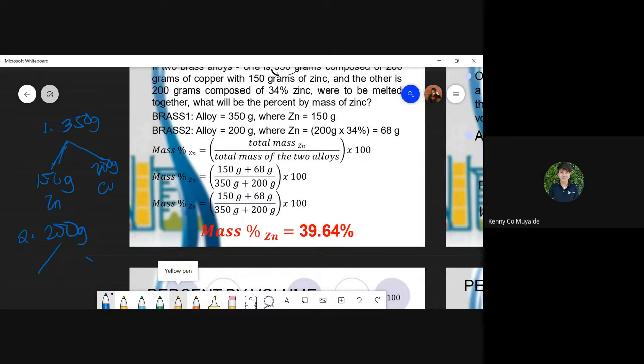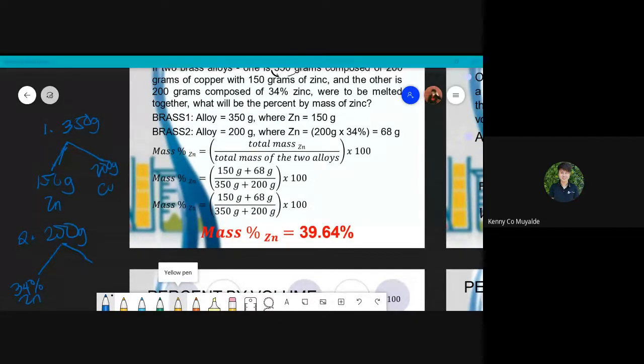At dito sa 200 grams na ito, it is composed of 34% zinc. And then the rest ay copper. Ang tanong dito ay kapag tinunaw sila at pinaghalo, ano na ngayon yung magiging percent by mass ng zinc? So yung zinc ang concern natin dito. Now, in order to proceed with this, we have to find out first kung ilan yung 34% ng 200. Lagay sa ating in-call messages, ilan ang 34% ng 200?